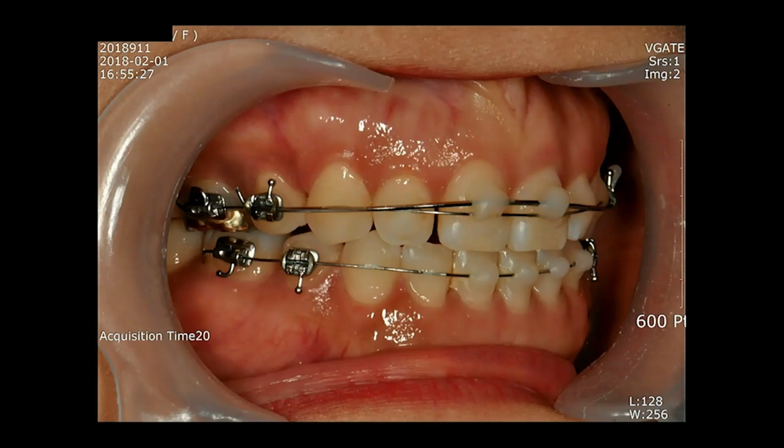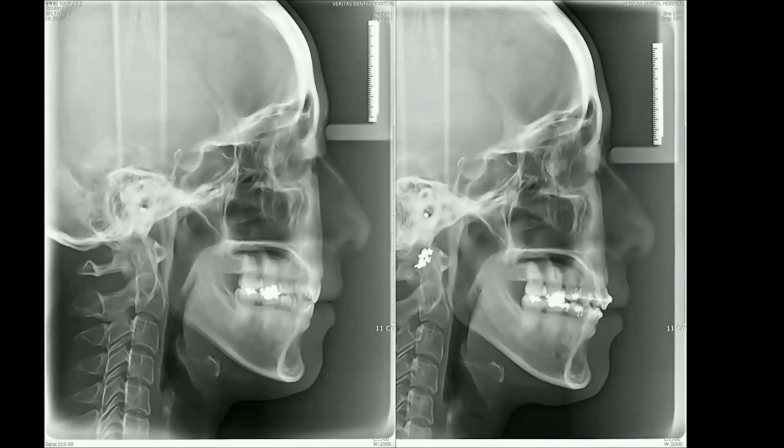After the root movement, in this case, vertical forces do no harm at all, but are rather beneficial for this patient to increase the vertical overbite. Here is the comparison between before and after the treatment.